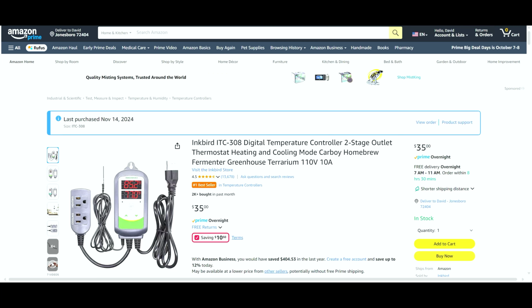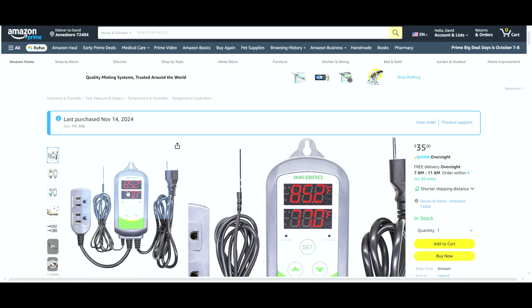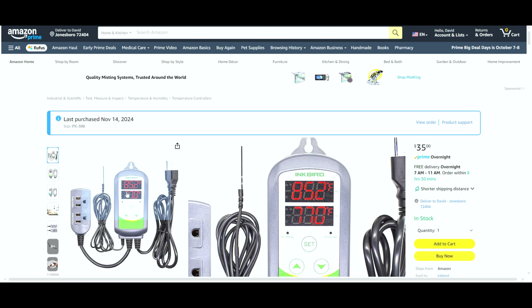It's a small chest freezer. And what I do is I have one of these little Inkbirds. It's plugged into the wall, and then you set an upper and lower, or you set a middle temperature. In my case, I've got it set to 37 degrees. Okay, 37 degrees is the temperature I want to achieve.